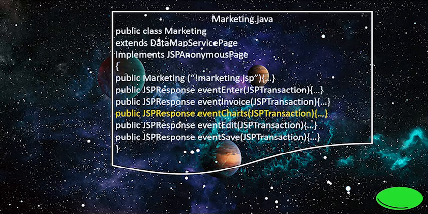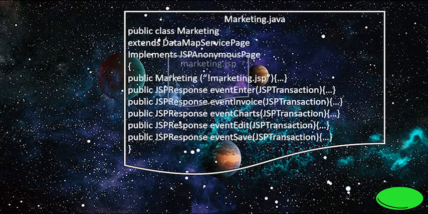Event invoice directs the user to the marketing invoice page. Event charts directs the user to the marketing charts page. Event enable enables edit mode on the marketing invoice page. And event save captures any changes made to the invoice during edit mode.